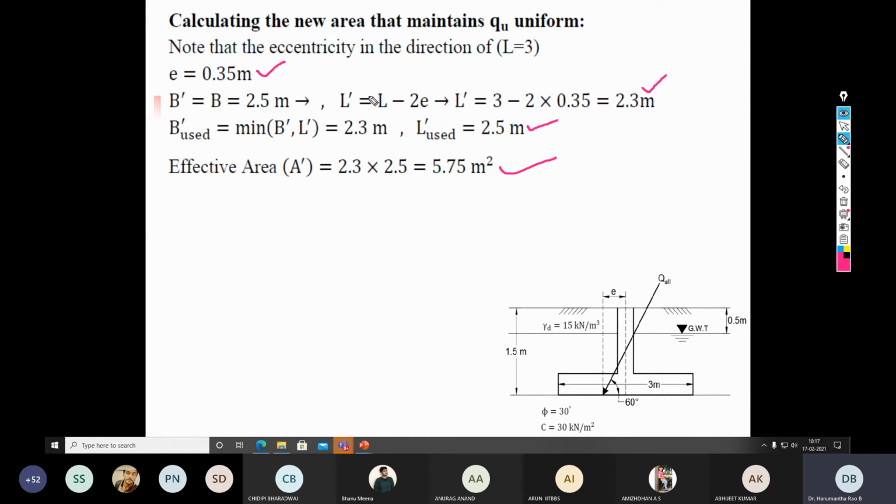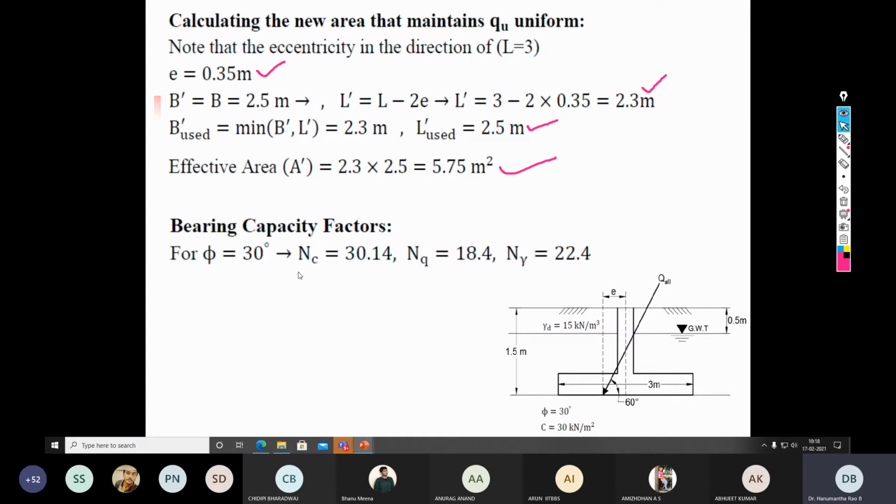So therefore L dash shall be taken as L minus 2E, that is 3 minus 2 into 0.35. So upon calculation what you will get is 2.3 meter. So after calculation of L dash and B dash, B dash is coming out to be more than the L dash, so you need to reproportion such that B dash to be used is minimum of B dash and L dash. So then your L dash will become B dash. So B dash is 2.3 meter now and L dash is 2.5 meter. So calculate effective area.